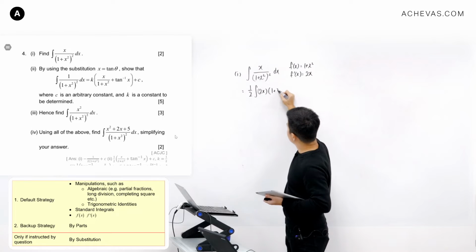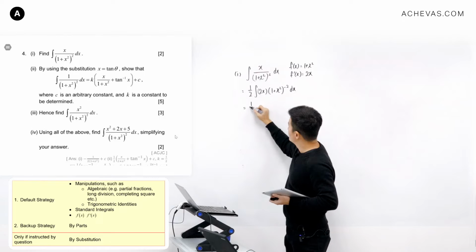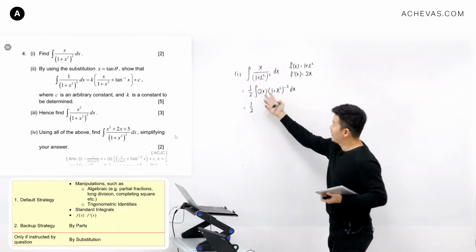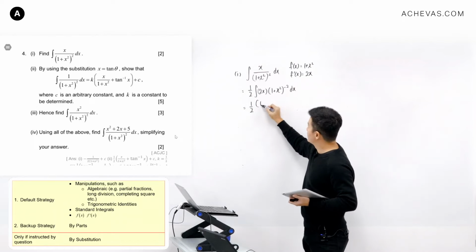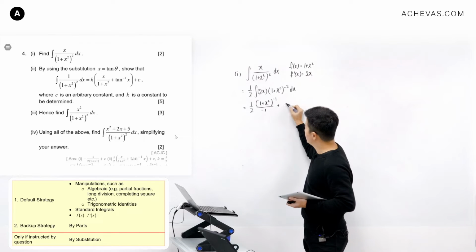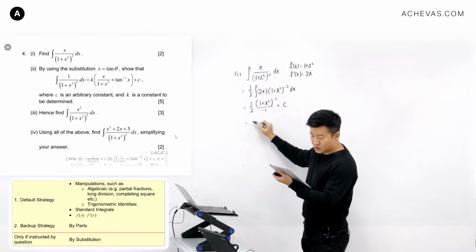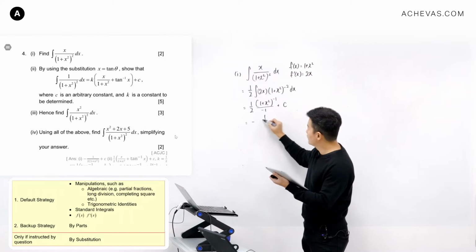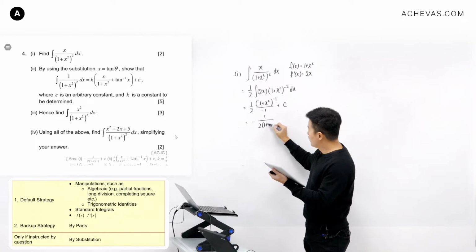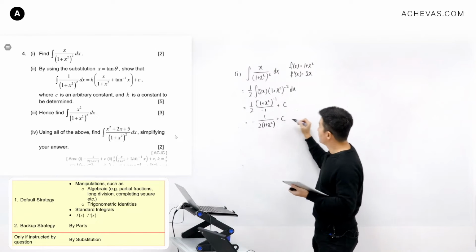Then this will be 1 plus x squared to the power of minus 2. So we have a half. Now f(x), f prime of x, this is 1 plus x squared to the power of minus 1 divided by minus 1, plus c. So we have minus 1 over 2 times 1 plus x squared, plus c.